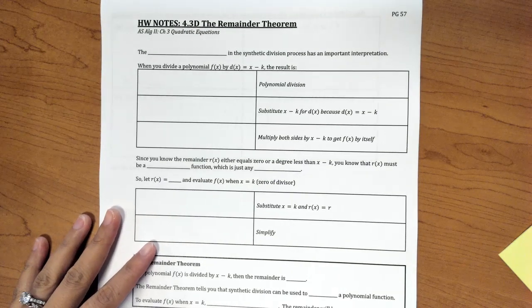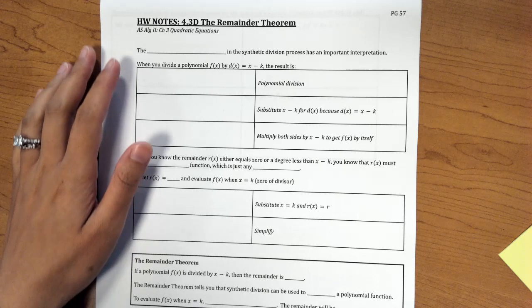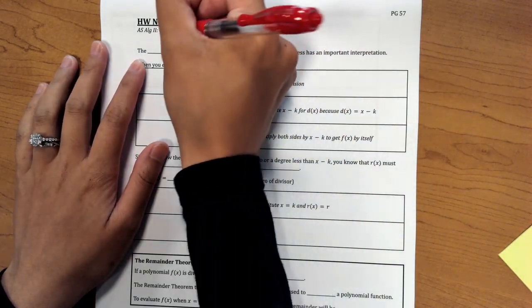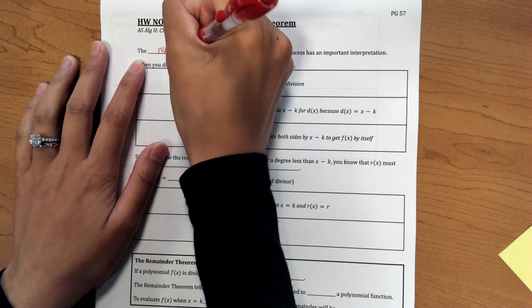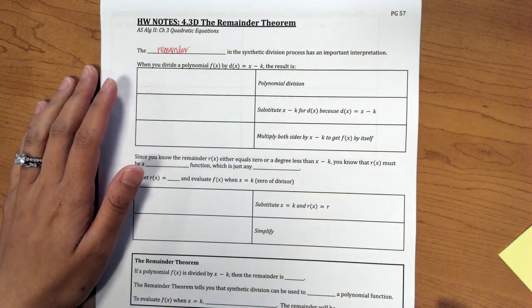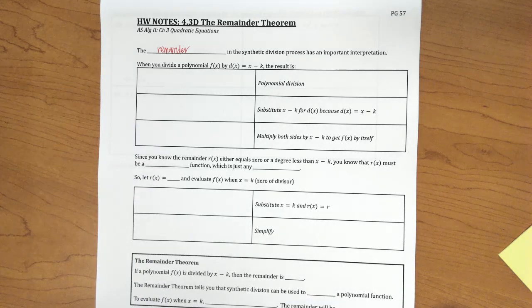Hello, today we're finishing up section 4.3 in the textbook, and this is on the remainder theorem. The remainder in the synthetic division process has an important interpretation. So we're going to do a quick proof.